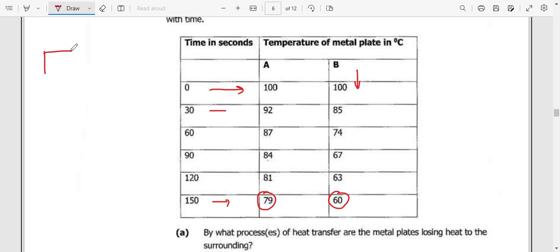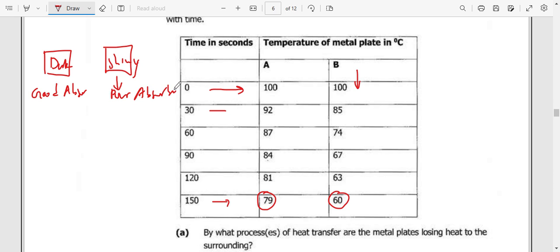Now, when you look at surfaces, for a dark surface and a shiny surface, dark surfaces are good absorbers of heat, and shiny surfaces are poor absorbers of heat. Because they are poor in absorbing heat, poor absorbers are also poor reflectors of heat. Okay, that is what we need to know. Poor absorbers are also poor reflectors of heat.